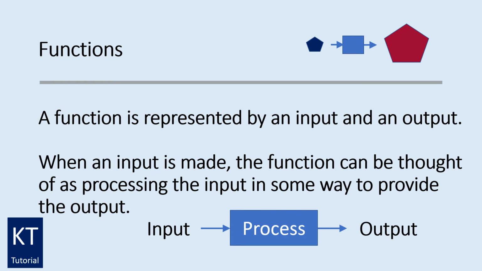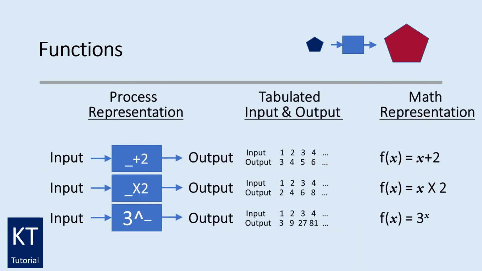Now, we get on to functions, which are represented by an input and an output. And when an input is made, the function can be thought of as processing the input in some way to provide the output. This page organizes the pictorial view of a function in the first column. It demonstrates what output is obtained based on a predetermined set of inputs in the second column, and how the function can be represented mathematically in the third column.